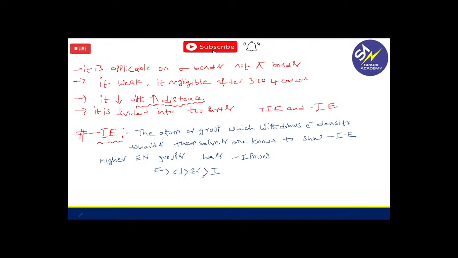Now, order of minus IE power of some groups. This is the most important. By knowing this order, we can predict minus IE power of all the groups. First one, minus IE order of some groups. First one, NF3 plus. One second, I will change my pen.